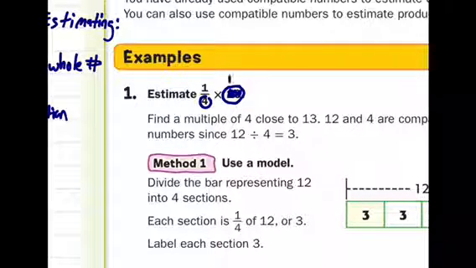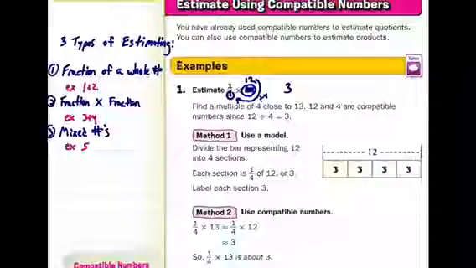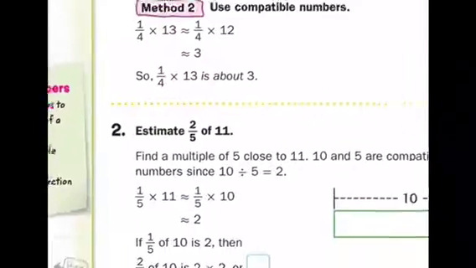And that closest compatible number would be 12. Now, we just have to estimate 1/4 of 12. And to find 1/4 of a number, you just take the 12 and you divide by 4. And your estimate would be 3. Okay, let me show you another example in example 2.